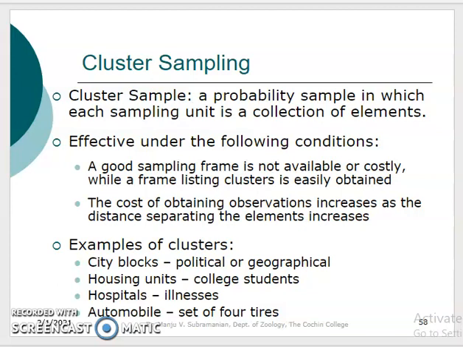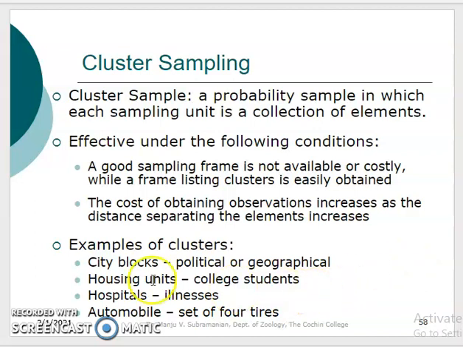And it is effective. Cluster sampling is a method in which a population is divided into some recognizable subunits called clusters, and now a random sample is drawn from all the units belonging to the selected cluster, which constitutes a sample. Cluster sampling is used in many surveys as it is very convenient and less costly. It is very effective under the following circumstances: a good sampling frame is not available or costly, while the frame listing the clusters is easily obtained, and the cost of obtaining the observation increases as the distance separating the elements increases.